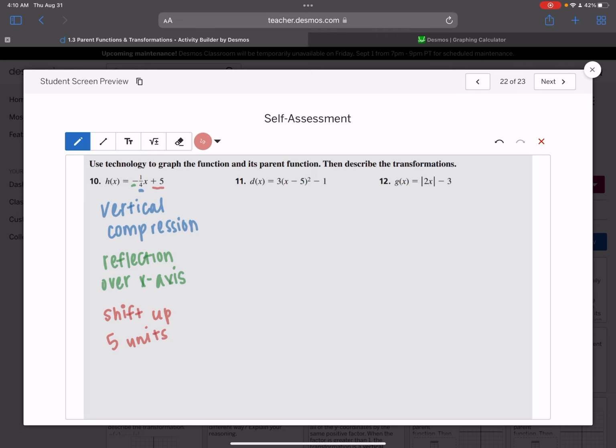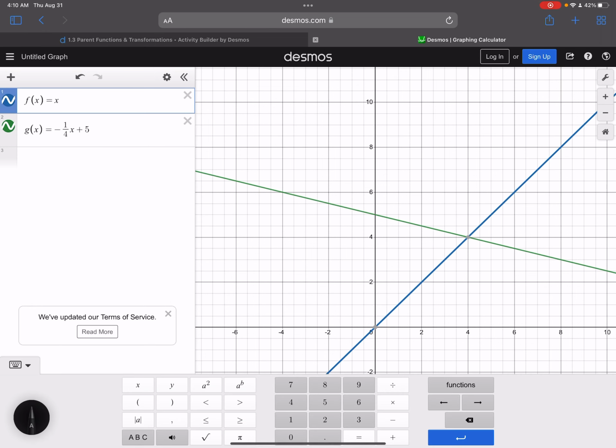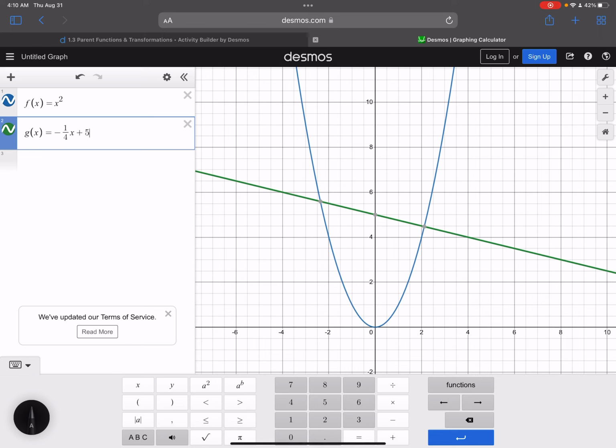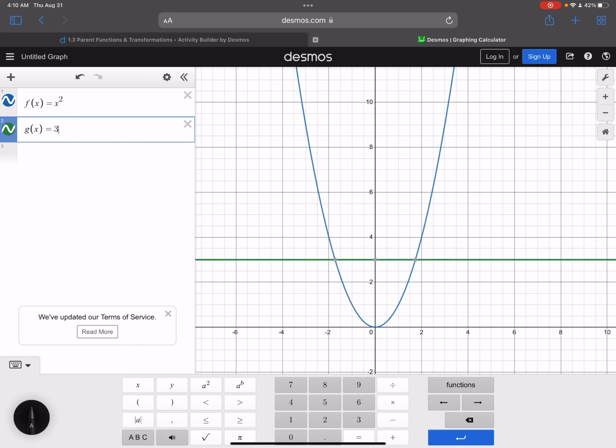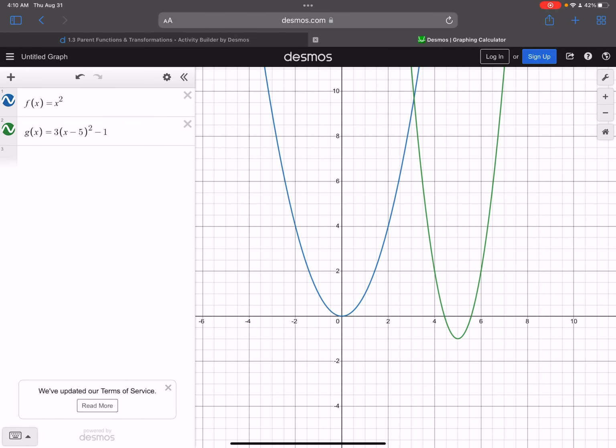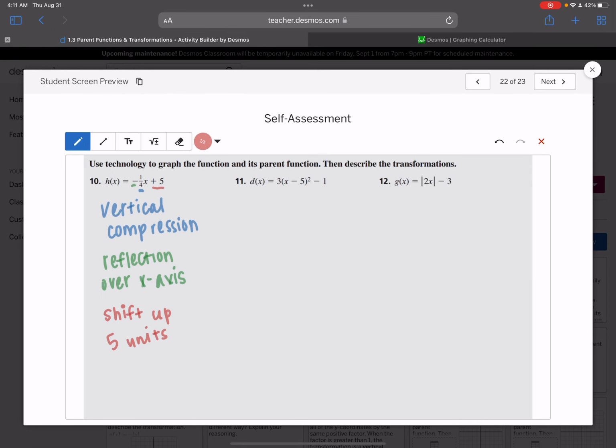All right, next one is quadratic. So we got x squared. That's 3 times x minus 5 squared minus 1. All right, so I can tell that that's a vertical stretch, I'm pulling up. And again, we can see that in this number that's being multiplied by the squared part. It's greater than 1, so that makes sense.